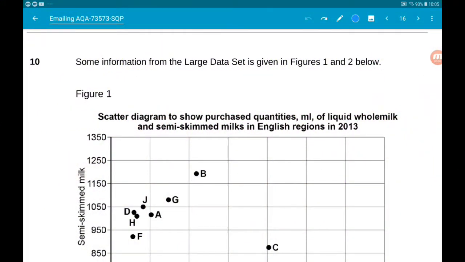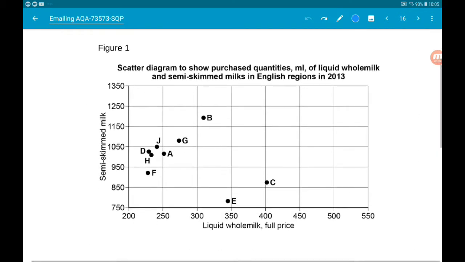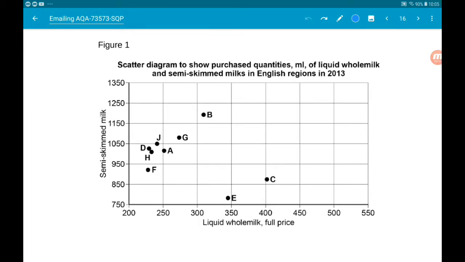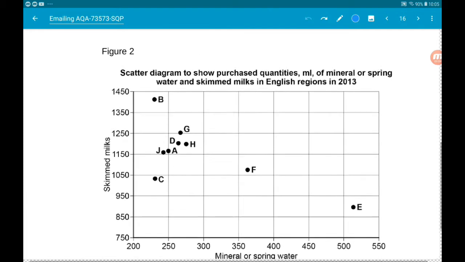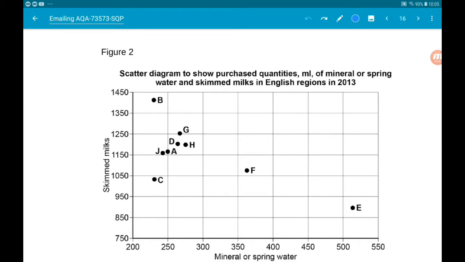Okay, question 10. We got a really exciting large data set. So we got two graphs. Top one shows us purchased quantities in millilitres of liquid whole milk and semi-skimmed milk in England regions in 2013. And figure 2 shows us purchased quantities of mineral or spring water and skimmed milks in English regions in 2013.